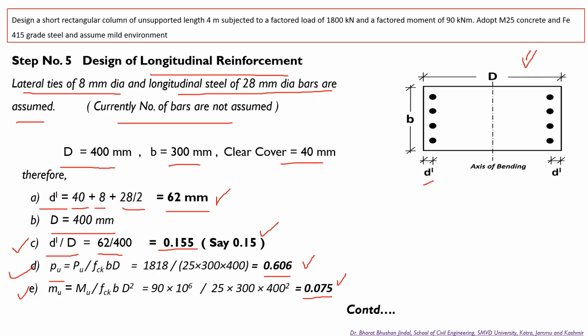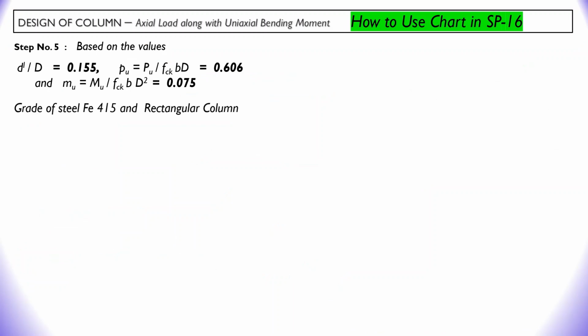Now in continuation to this slide, let us try to understand how the chart will be selected and how we have to pick the value from the chart. As I discussed in the previous section, we have calculated d dash by D is equal to 0.155, which we can take approximately 0.15 also, and the small pu which is 0.606, small mu is 0.075, and the grade of steel we know that we are taking is Fe415, and it is a rectangular type of column. So based on this information which we have collected, we can select the chart.